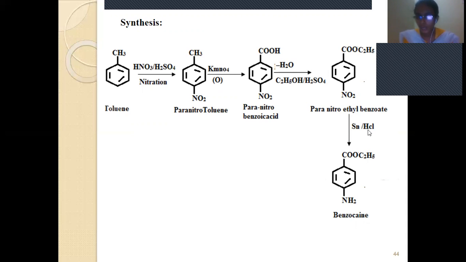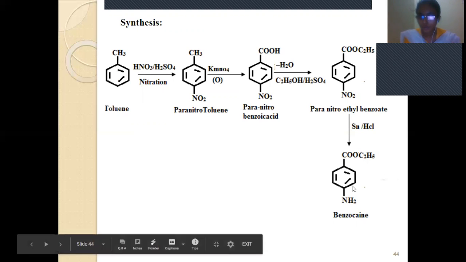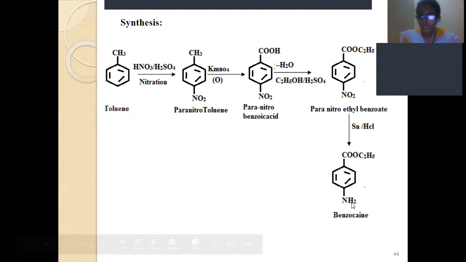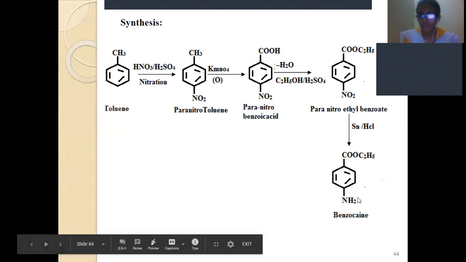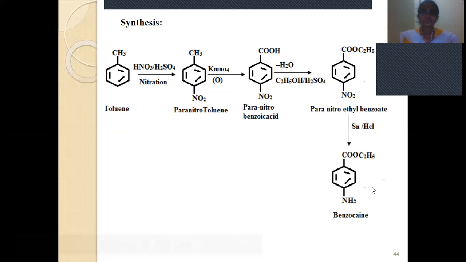In the presence of hydrochloric acid, it undergoes reduction. Reduction means removing oxygen and adding hydrogen atoms. In the nitro group, the oxygen is eliminated and in place of the oxygen, hydrogen atoms are attached. So this is the synthesis of benzocaine.